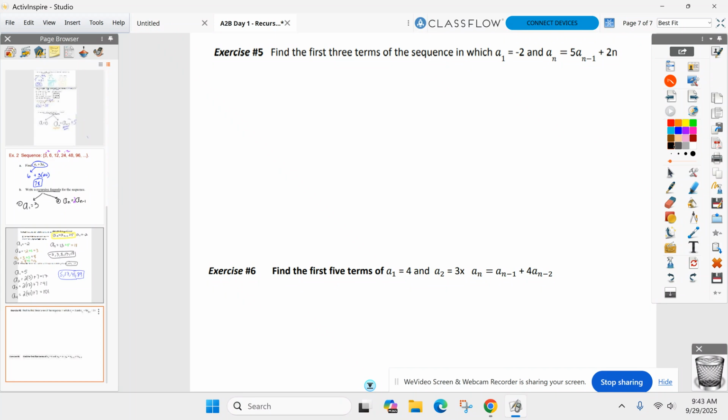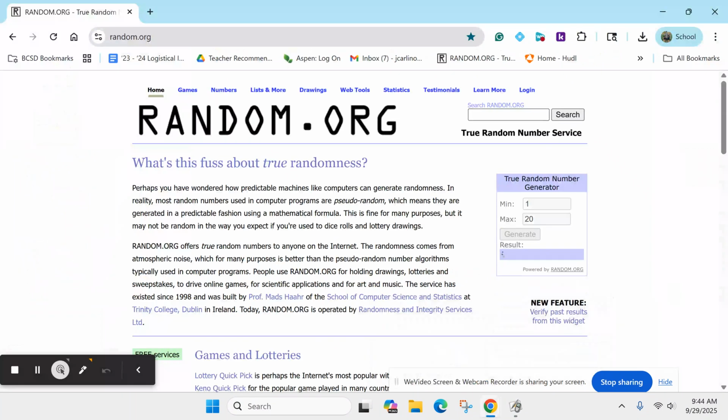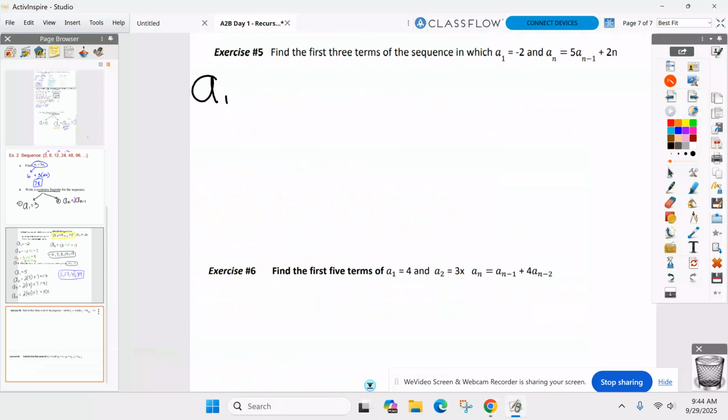All right, find the first. I'm only asking for 3 here. And something different now is in the recursive formula. First term, no big deal. What's the first term? Relax. Meredith, what's the first term? -2. All right.